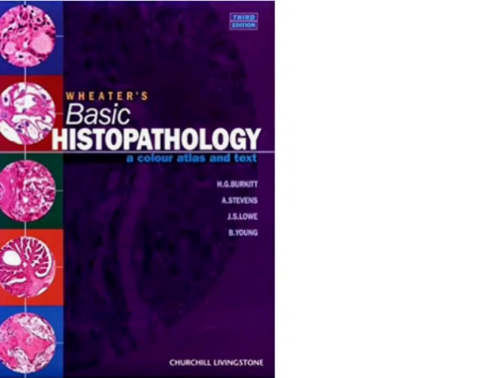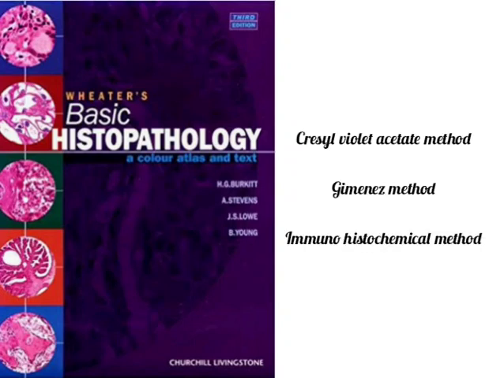Next question. In tissue section, Helicobacter species can be demonstrated by. The answer is cresyl violet acetate method, Gimenez method, and immunohistochemical method.